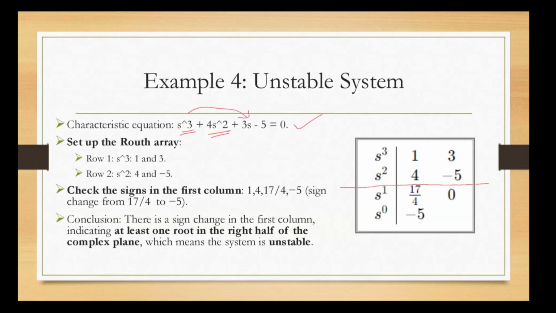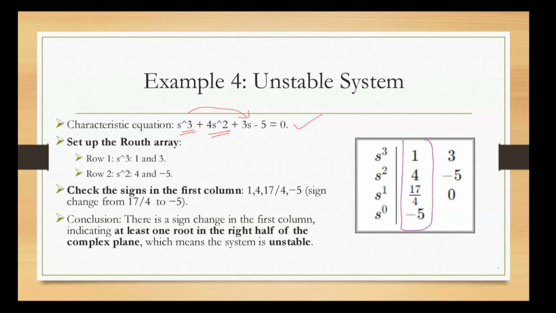Now to calculate the coefficients of the row s raised to 1, we have 4 into 3 minus minus 5 into 1, so that becomes plus, divided by 4. So that will be 17 by 4. And the next element is 0. After filling up s raised to 1, we go on to fill up the s0 coefficients: 17 by 4 multiplied with minus 5, minus 0 multiplied with 4, divided by 17 by 4. That will give us minus 5.